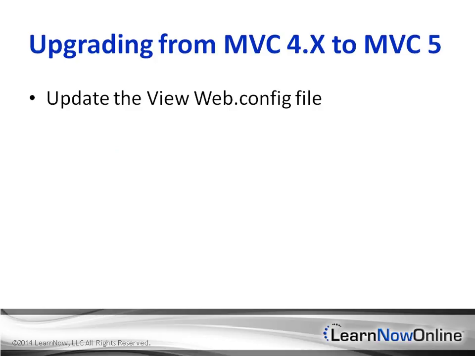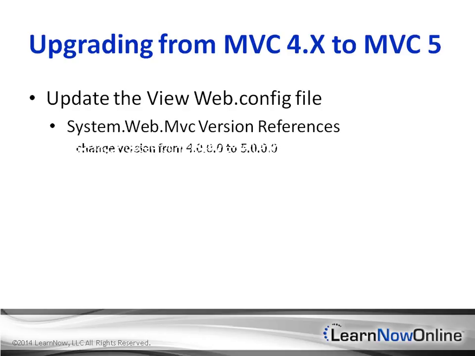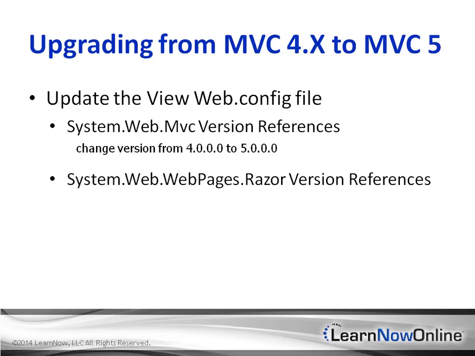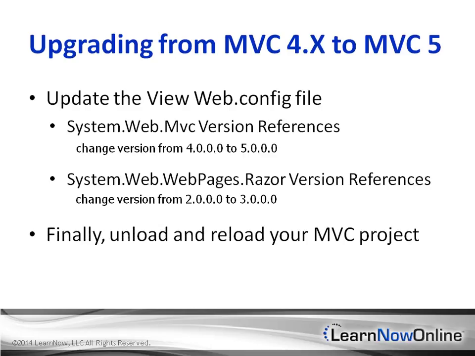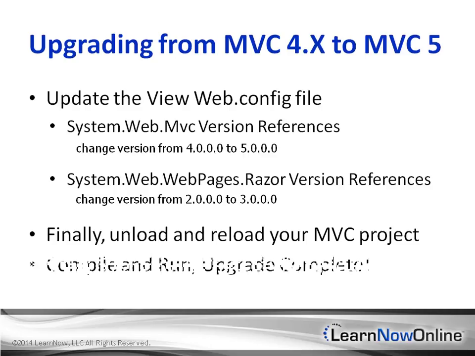The next thing we need to do is to update the View webconfig file. In the View folder, there's a webconfig file that has configuration information for the Razor View engine. We have to update any system.web.mvc version references in there from 4.0 to 5, like we did for the application webconfig file. Additionally, we have to update the version references for system.web.webpages.razor. We have to change it from 2.0 to 3.0. Finally, the last thing that we need to do is unload and reload our MVC project. Compile it, run it, and the upgrade is complete.